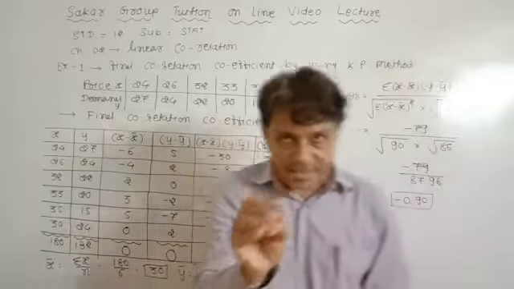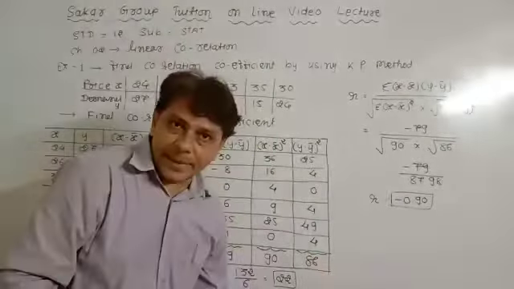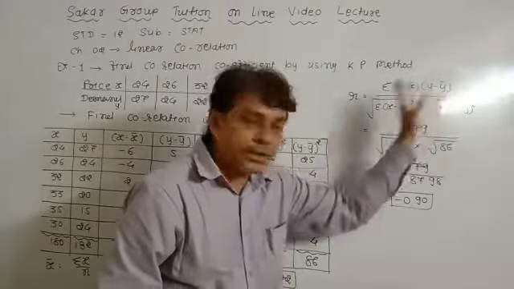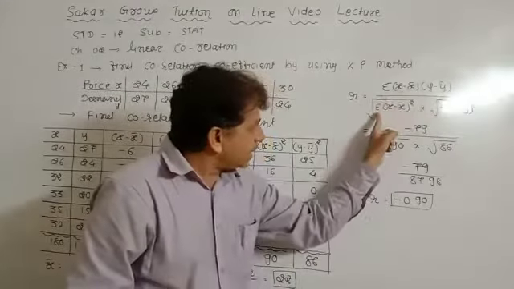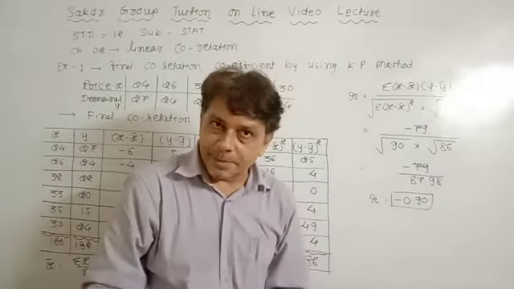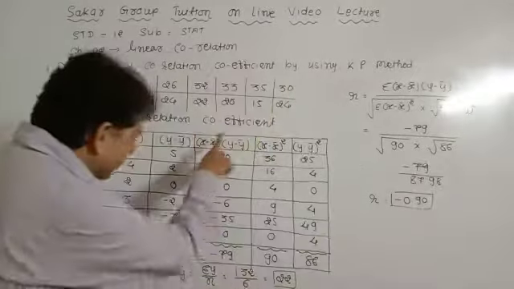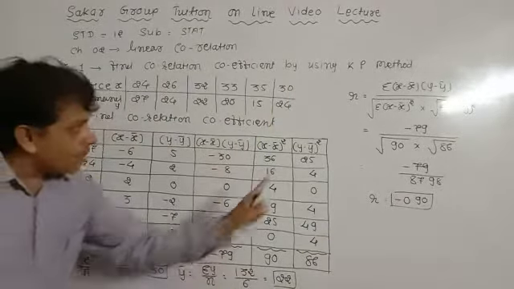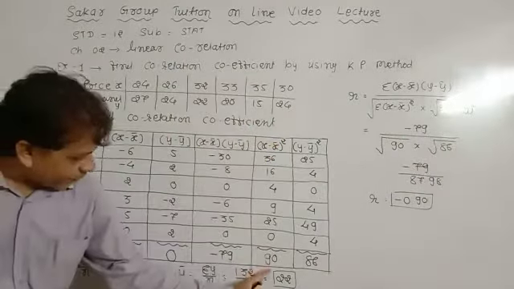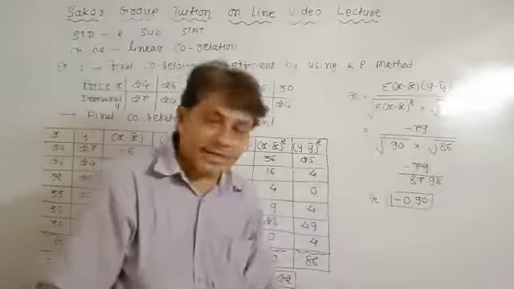Now we have got all the values. After preparing the columns, we use the formula R equal to sigma x minus x bar into y minus y bar upon under root sigma x minus x bar square multiplied by under root sigma y minus y bar square. Now you have to substitute the values in this formula. Look at it. The first value is the addition of this column, so minus 79, divided by the second value taken from here, under root 90, and the third value taken from the last column, under root 86.